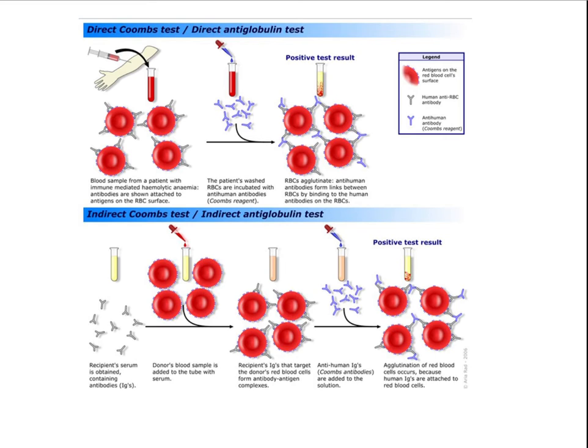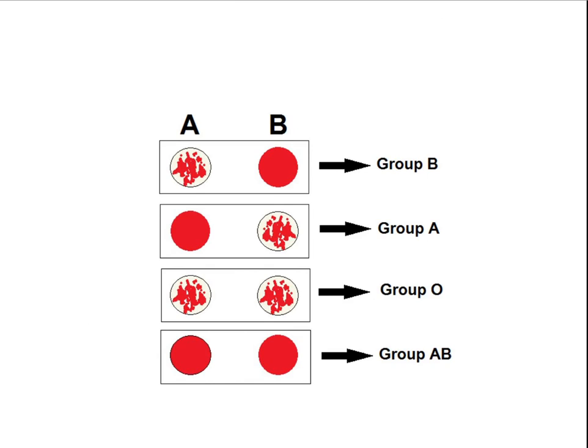And the difference between the direct Coombs test and the indirect Coombs test, as you can see, is that with the direct Coombs test, you detect the presence of antibodies on the red blood cells from the blood sample of the patient. While with the indirect Coombs test, we are going to detect the presence of antibodies in the serum.